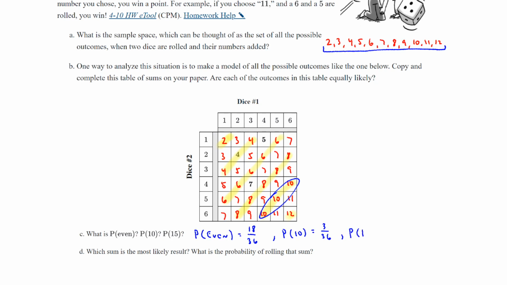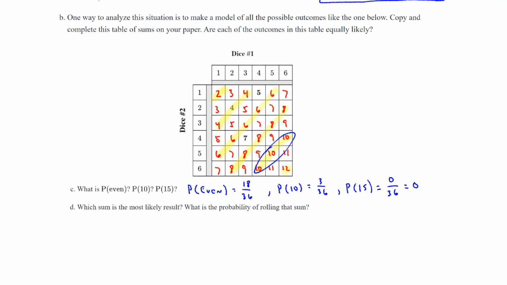And then we're going to do the probability of rolling a 15. Well, we already said earlier the largest you can roll is a 12, so that would be 0 out of 36. So it's impossible to roll a sum of 15 with 2 dice.